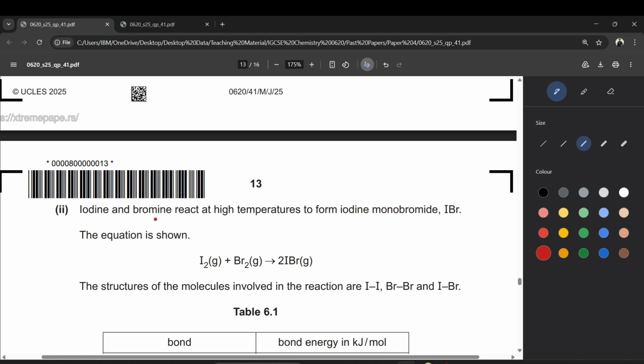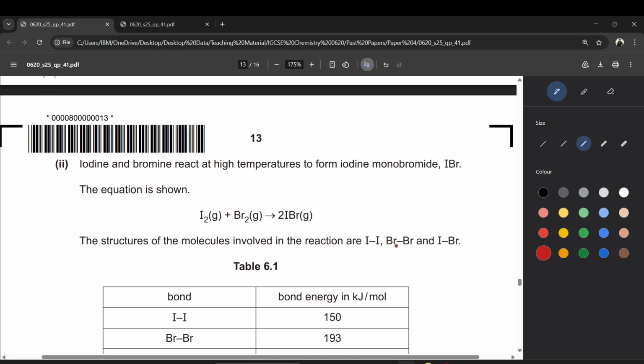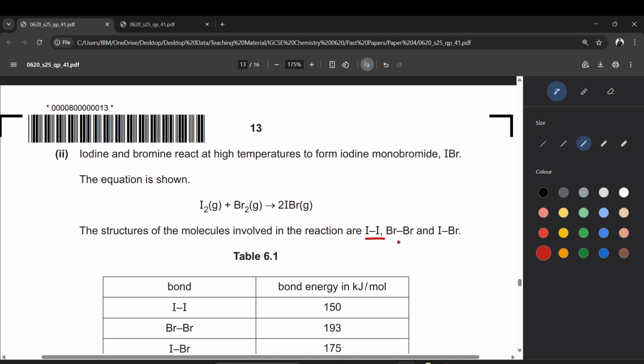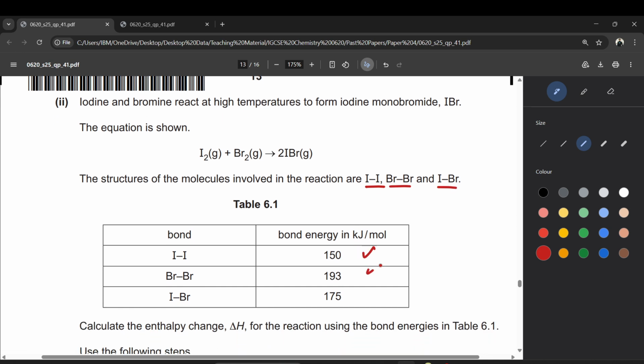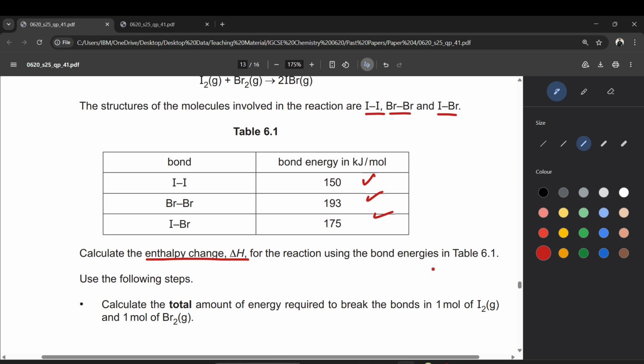The next one is iodine and bromine react at high temperatures to form iodine monobromide, IBr. The equation is shown. The structures of the molecules involved are I–I, so that is iodine to iodine, then the bromine to bromine bond, and iodine to bromine. So you have all these bond energy values. Calculate the enthalpy change delta H for the reaction using bond energies in the table.